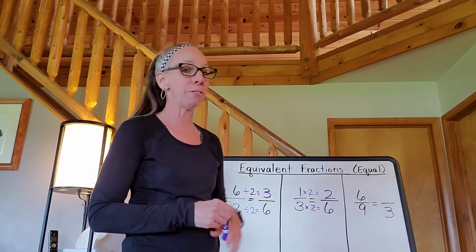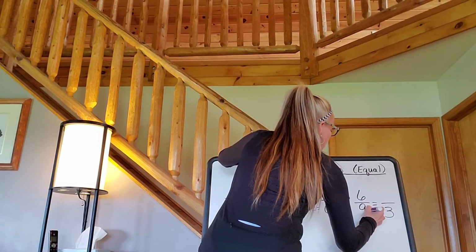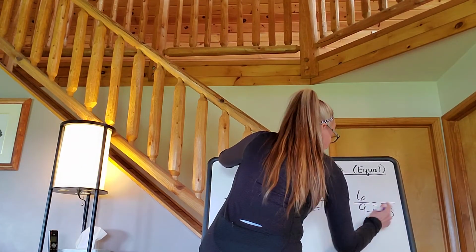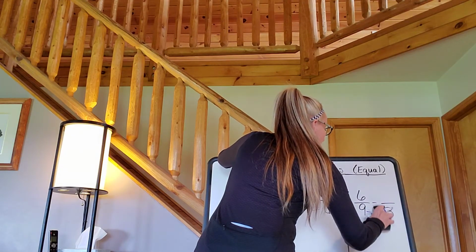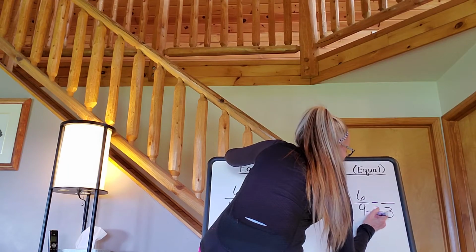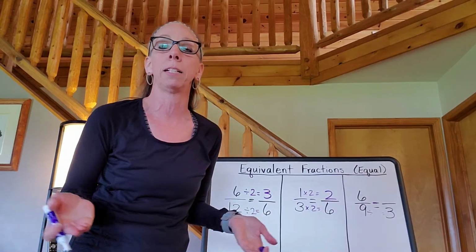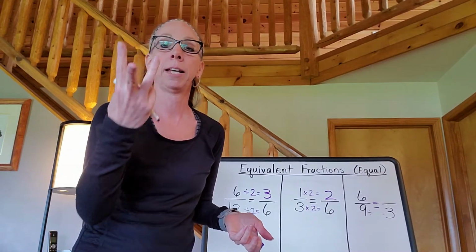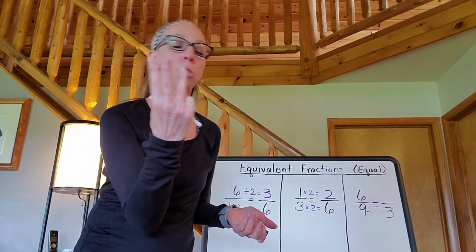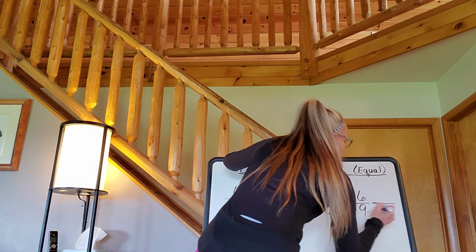So 9 divided by mystery number equals 3. So 9 divided by what equals 3? Well, 3 times what equals 9? 3, 6, 9. 3 times 3. So 9 divided by 3 equals 3.